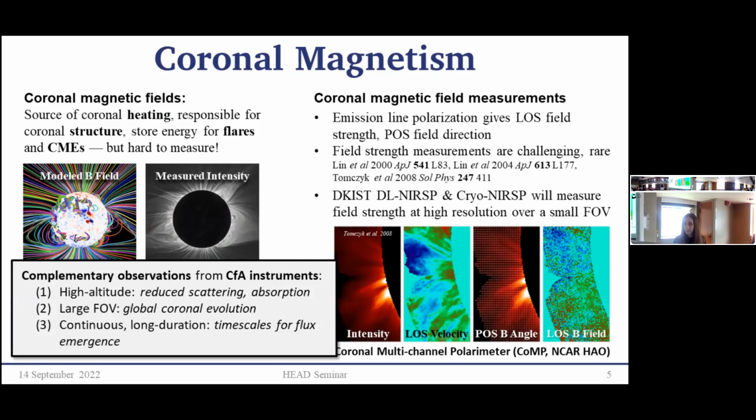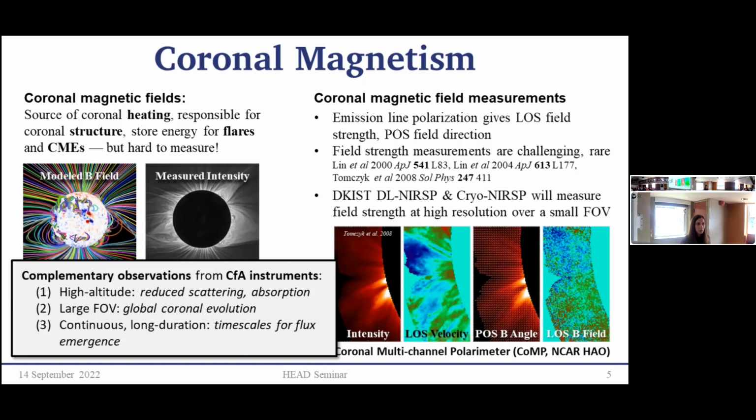And so where we come in, they are going to be made by DKIST, the Daniel K. Inouye Solar Telescope, in the next few years. This is just coming online on Haleakala on Maui. But DKIST's field of view is relatively small. It has very high resolution.